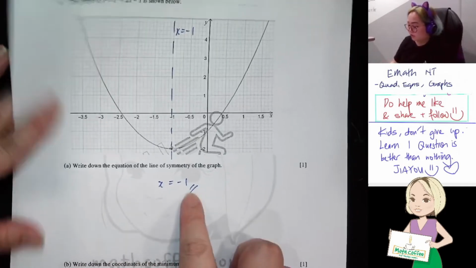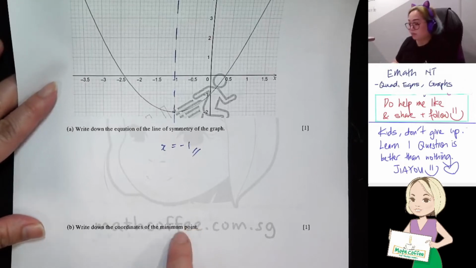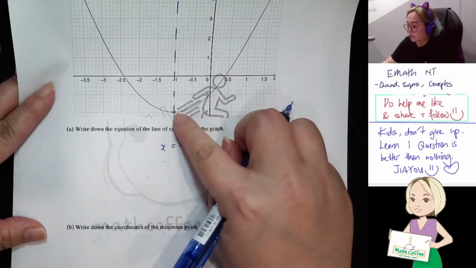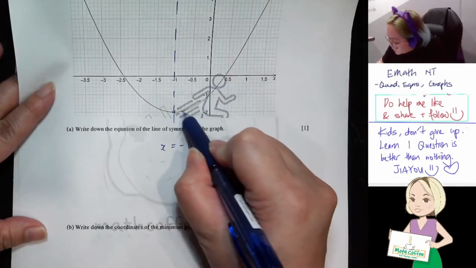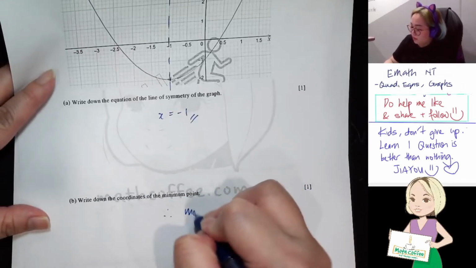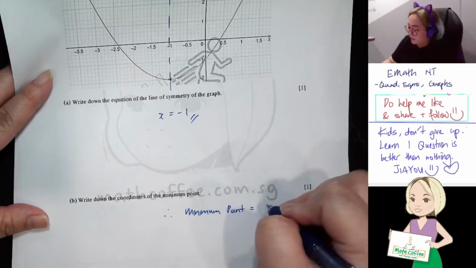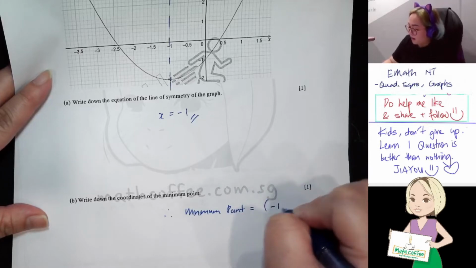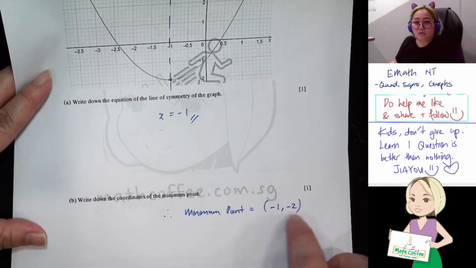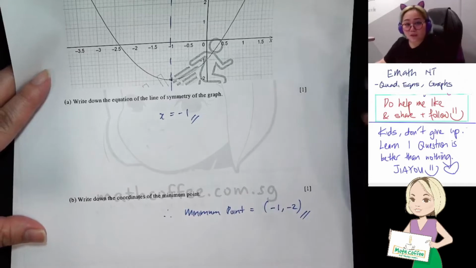Okay, very straightforward. Next, they said write down the coordinates of the minimum point. So the minimum point happens at the line of symmetry. We know that it is -1. And if you see over here, it is actually -2. So therefore, the minimum point simply is (-1, -2). Always read the x and then the y coordinate. Write the x coordinate, then write the y coordinate. And we are done.